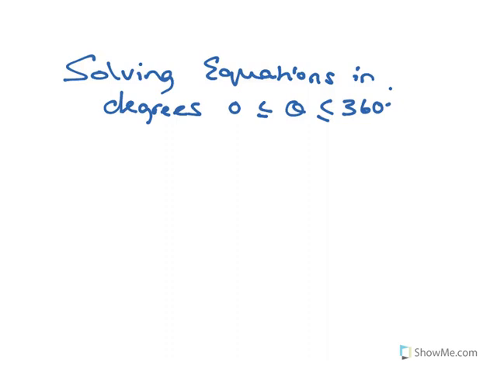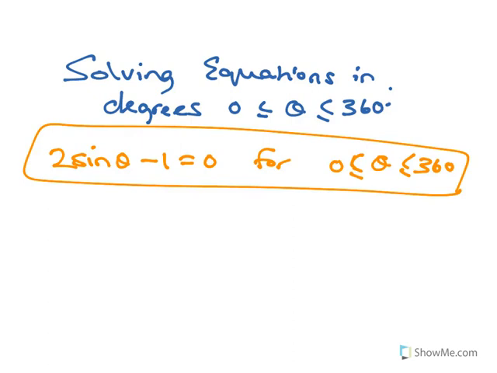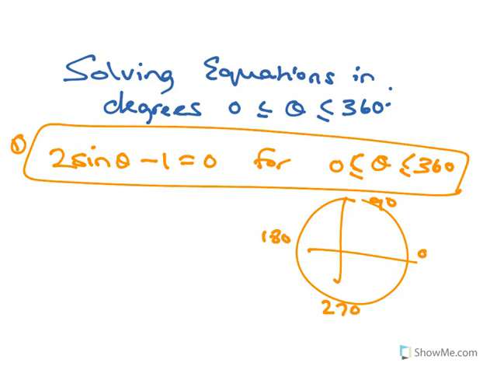Okay, so I just want to look at solving equations in degrees. So we go, alright, so 2 sine theta minus 1 equals 0. I'm going to solve it for theta between 0 and 360. Okay, so between 0 and 360, that's 0, 90, 180, 270, 360.